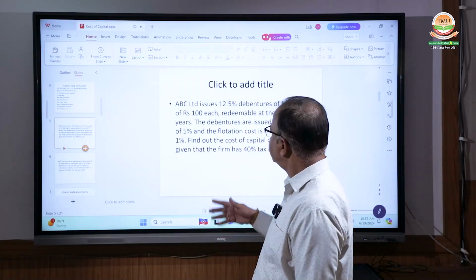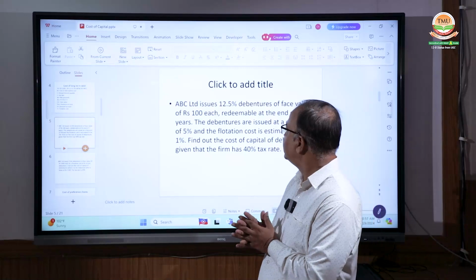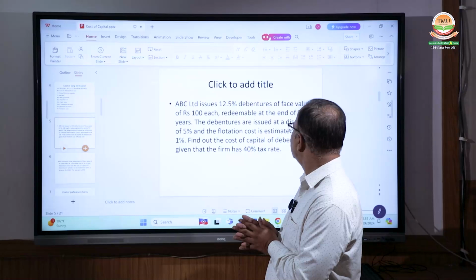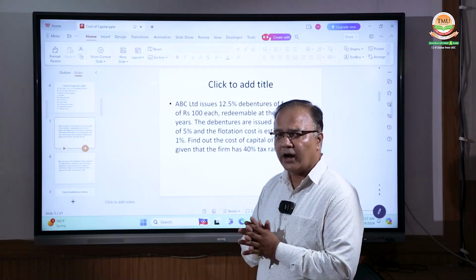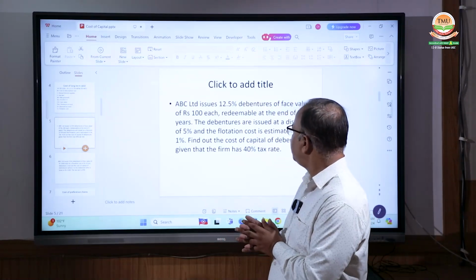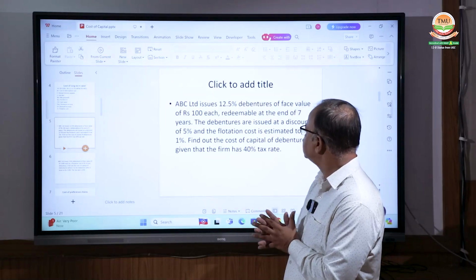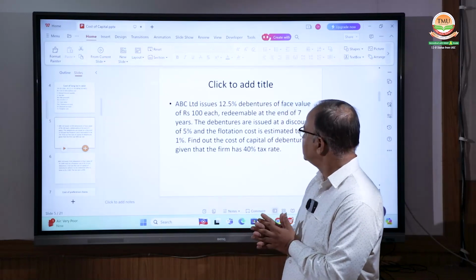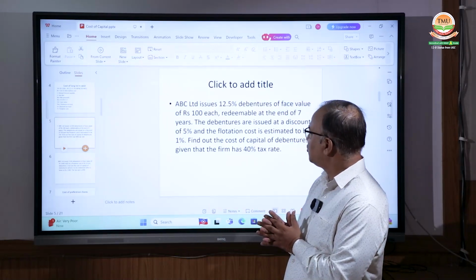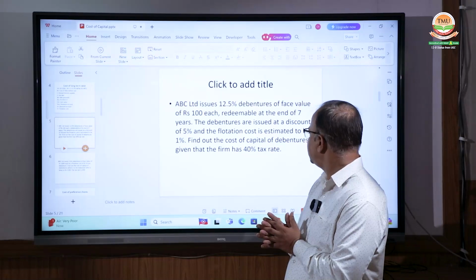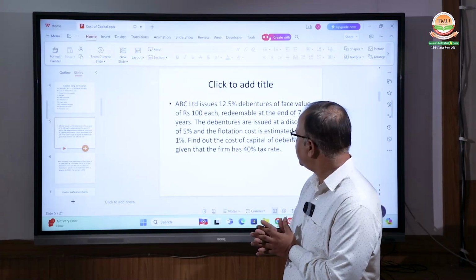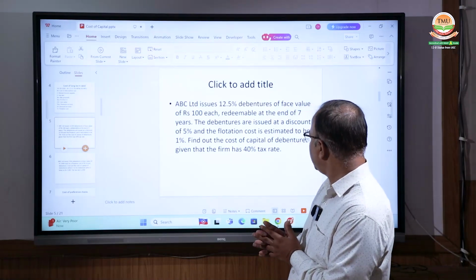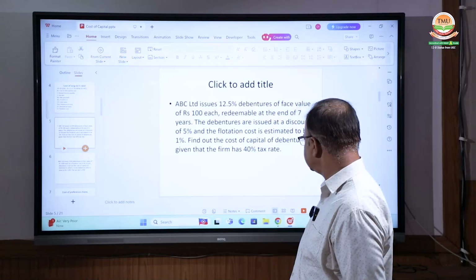This is the problem. Here ABC Limited issues 12.5% debentures of face value of rupees 100 each, redeemable at the end of 7 years. The debentures are issued at a discount of 5% and the flotation cost is estimated to be 1%. Discount 5, flotation 1%. Find the cost of capital of the debenture, the firm has a 50% tax rate.